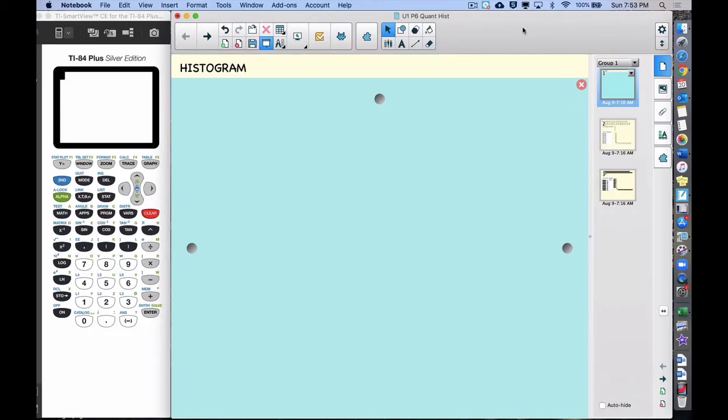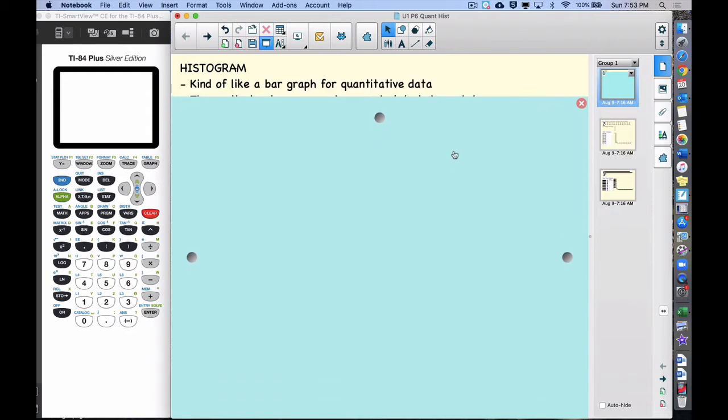Alright, in this video we're going to look specifically at histograms. Now, a histogram looks like a bar graph, but it's very important that we pay attention to the difference between the two. A bar graph is specifically for categorical data, whereas histograms are for quantitative data. A histogram is kind of like a bar graph, but it's for quantitative data. The vertical axis on a histogram measures how much data is in each bar, which is just like a bar graph would be for categorical data.